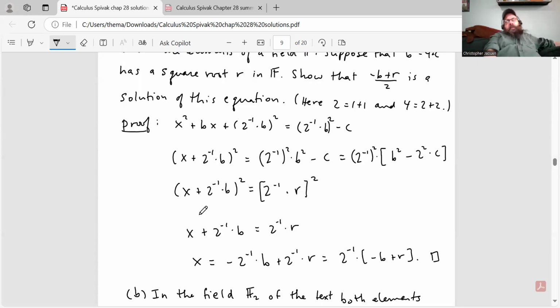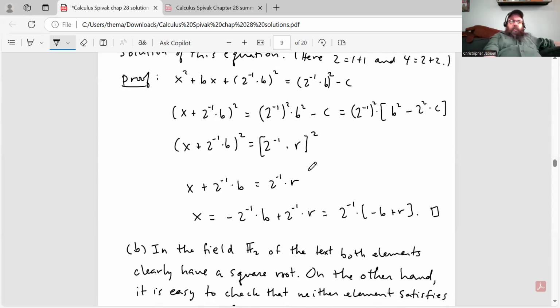All right, and also I'm writing 2 to the minus 1, because 2 to the minus 1 here may not actually be the number 1/2. So when you take the square root of these two things here, you get that x plus 2 inverse times b is 2 inverse times r.